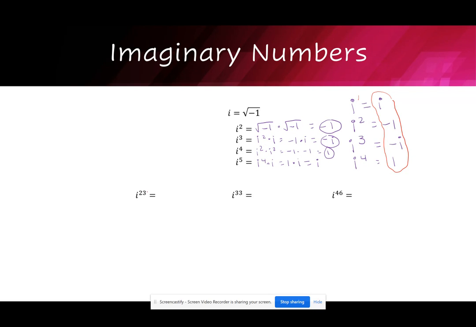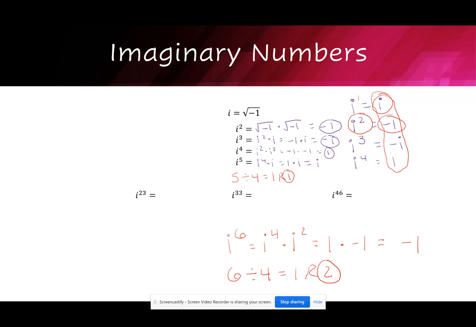So the way to reduce powers: if you think about i to the fifth, 5 divided by 4 would be 1 with a remainder of 1. That remainder is which one it is. So we had a remainder of 1, so its answer was i. If you think about i to the sixth, it would be i to the fourth times i squared. We know i to the fourth is 1, and i squared is -1, so it's -1. Or 6 divided by 4 is 1 remainder 2. Since it's that second one, it's -1.